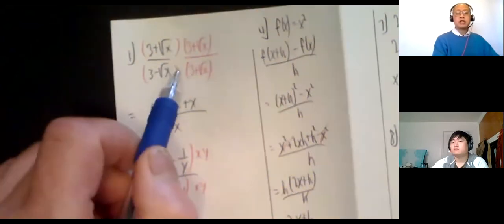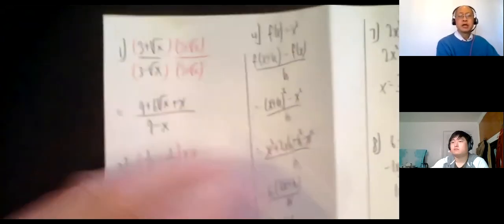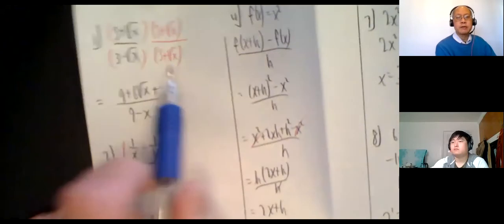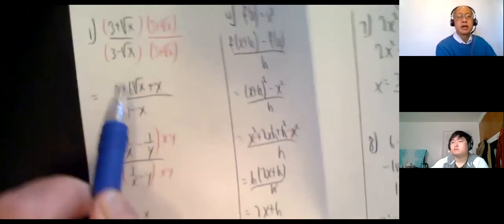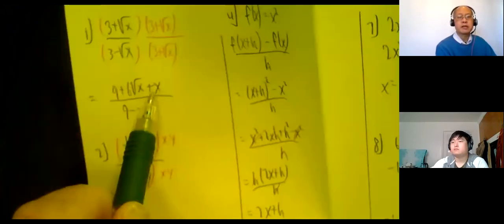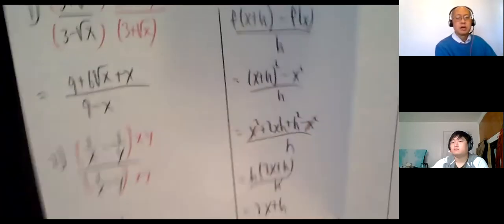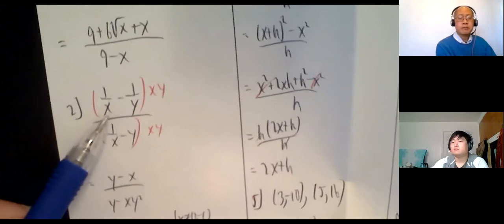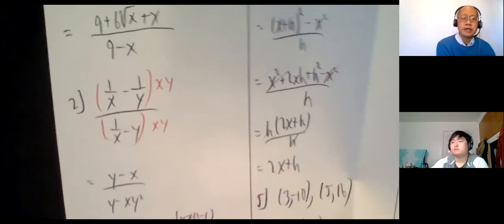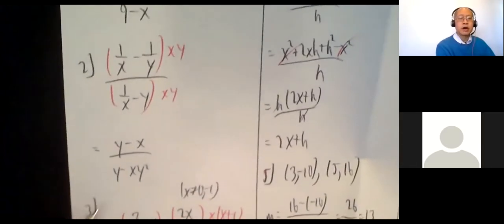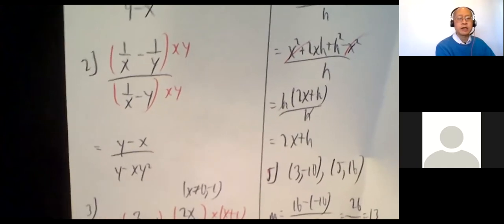Okay, number 1, to rationalize the denominator, multiply top and bottom by the conjugate of the denominator, which is 3 plus radical x. That gives me 9 plus 6 radical x plus x over 9 minus x. Number 2, simplify: multiply top and bottom by xy, the common denominator. That gives me y minus x over y minus xy squared.